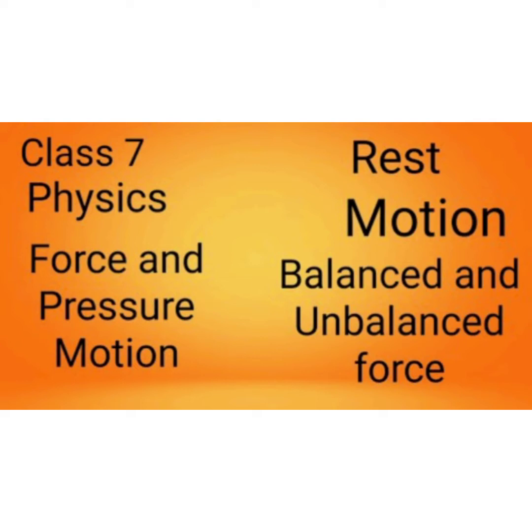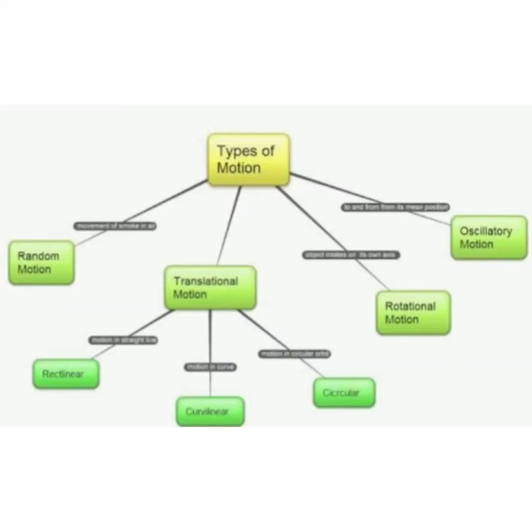In the last class, what have we learned? Yes, we have learned about types of motion, uniform speed and non-uniform speed, and also average speed. Do you remember, children, the formula to calculate the average speed? Total distance covered by the object divided by total time taken.